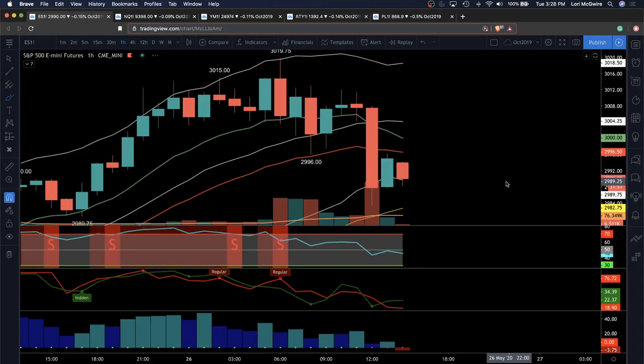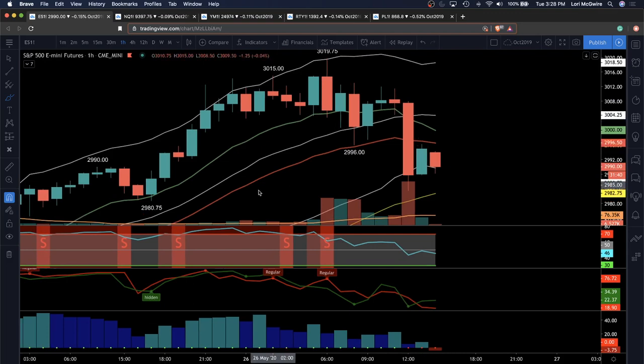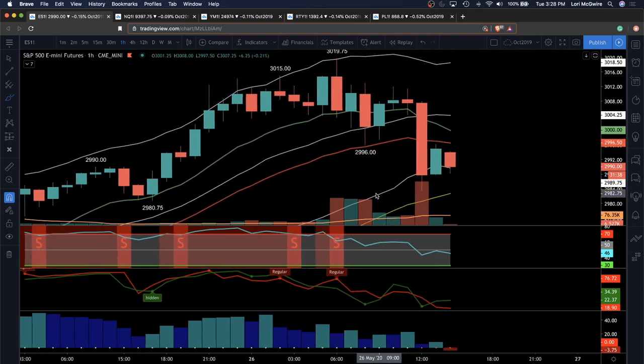So let's just get you some support and resistance. We have hourly inside bars now to watch, and those levels are the high of 2996.25 and a low of 2987.75. And then your next support is 2980.75, and your resistances are 3012, and then the high of today's move, 3019.75.